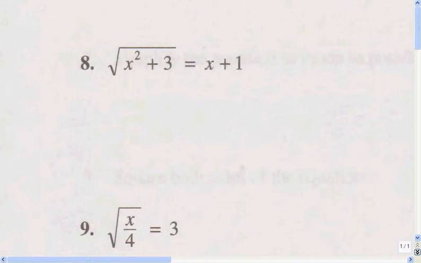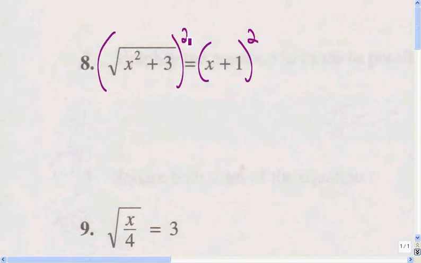Okay, they throw a curveball here. It looks like for number 8, we've already isolated the radical on the left-hand side, but we've got an x on the right-hand side. Once you've isolated the radical, you know what to do, right? You square both sides. So let's do that and see what happens.